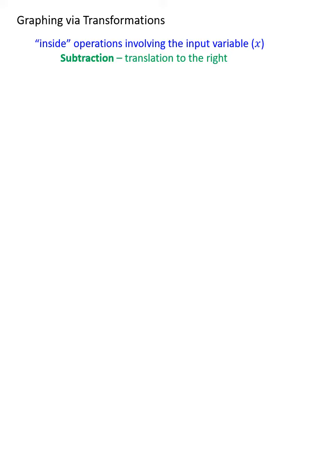Here's our second example. Notice in all these functions, we've subtracted 2 from the input variable. In other words, we've subtracted 2 inside the function. And it turns out that in all of these cases, the function from the library would be shifted 2 spaces to the right.